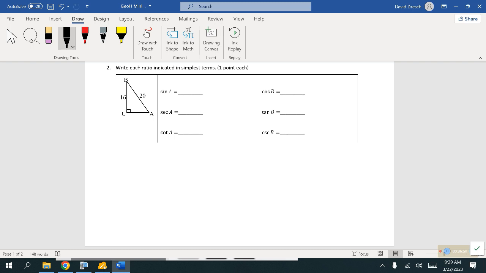Secant, if I want secant, I first got to have cosine. So cosine is what? 12 over 20, which then reduces down to 3/5, and then reciprocal, which is 5/3. If I want cotangent, first thing I have to have is what? Tangent, and tangent, then reciprocal. So tangent is 16 over 12, flip it, 12 over 16, and reduce that down to what? 3/4, I believe.